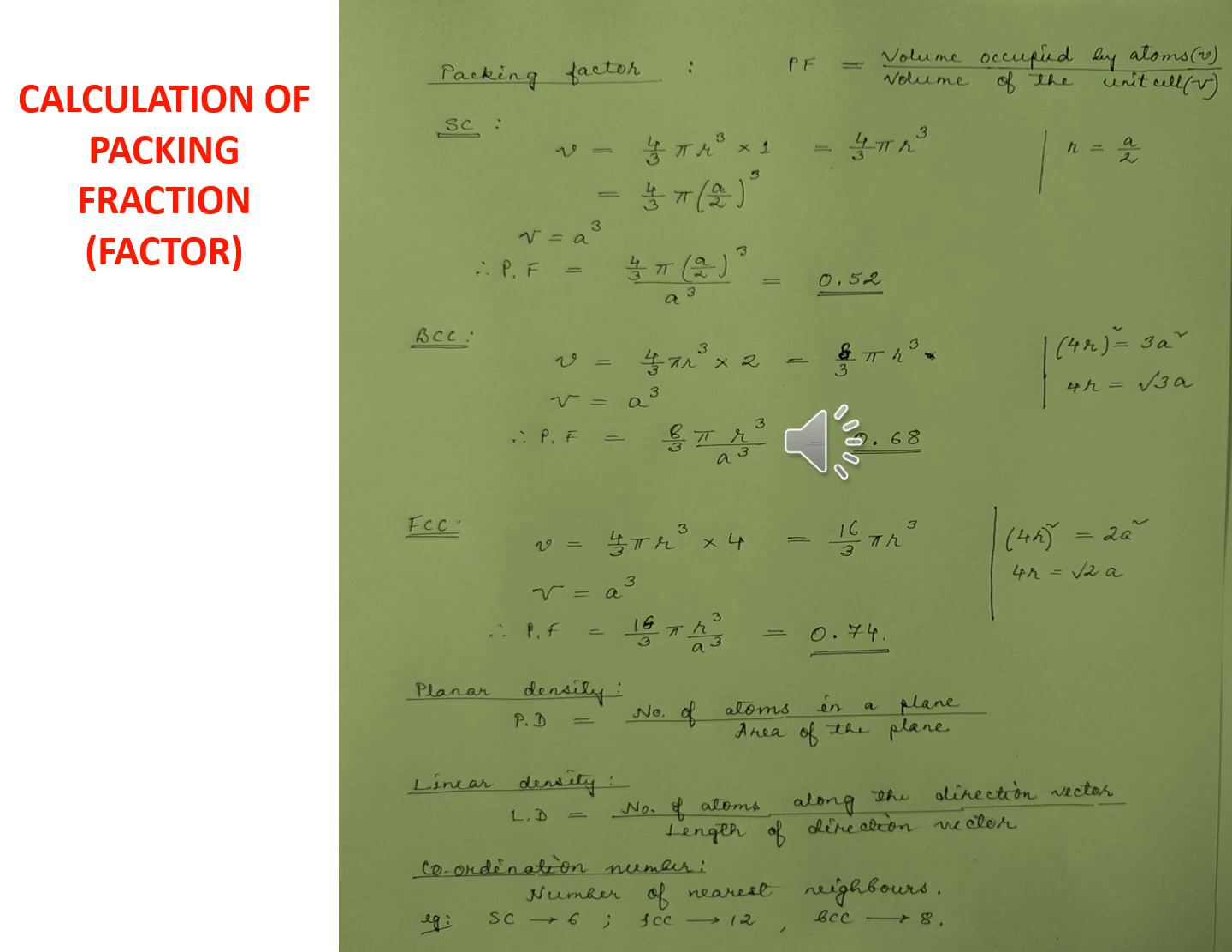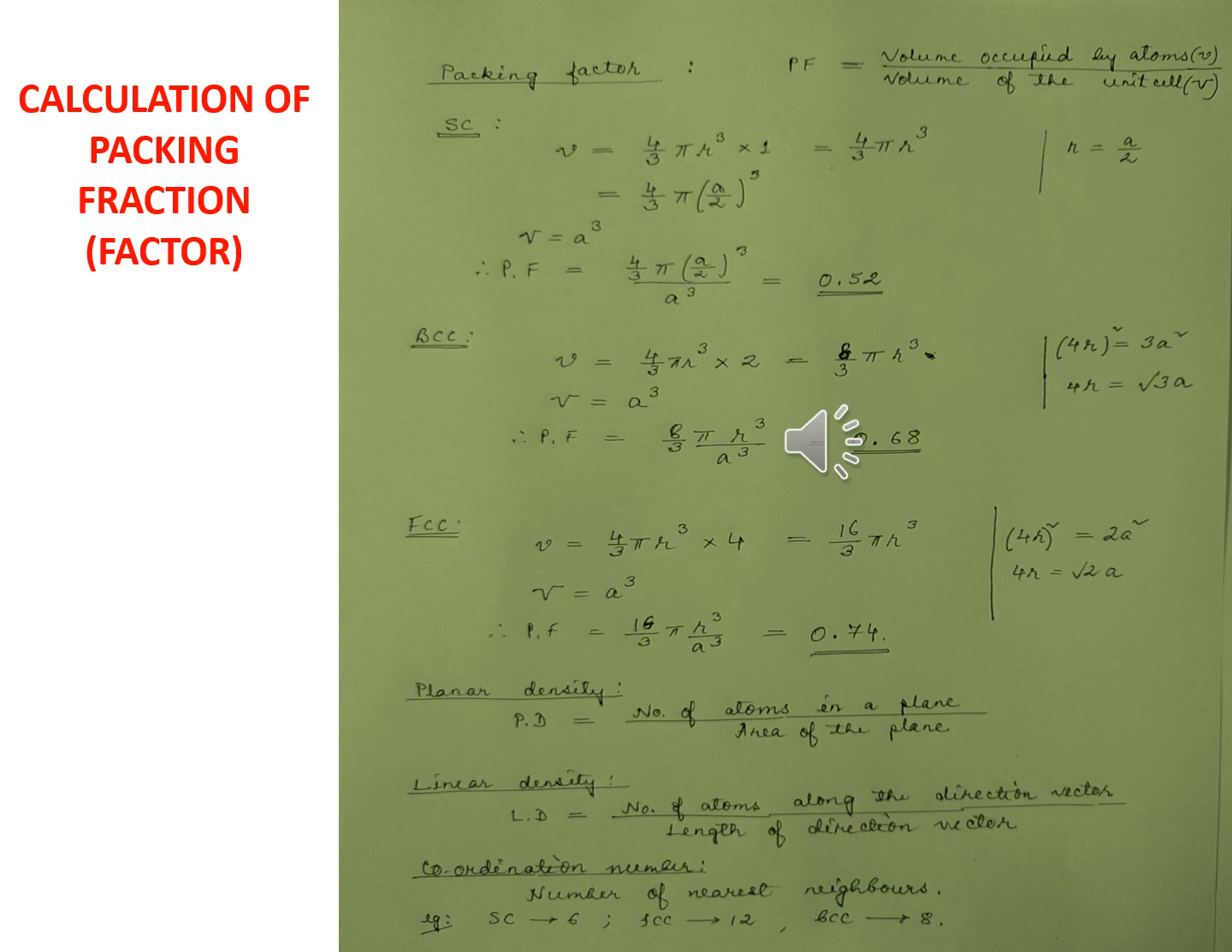Now in case of simple cubic, the volume occupied by the atoms inside the unit cell will be equal to 4/3 pi r cubed into 1, because the effective number of atoms inside the unit cell is 1 only, right? So that value small v in case of BCC will be 4/3 pi r cubed into 2, because there are 2 effective atoms for BCC, and for FCC there are 4 effective atoms. Therefore, the small v value will be 4/3 pi r cubed into 4. Alright. And the capital V, that means the total volume of the unit cell, is a cubed in all 3 cases. So we can easily find the value of the packing fraction.